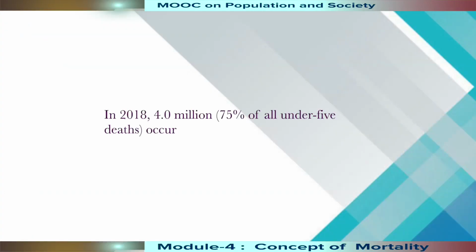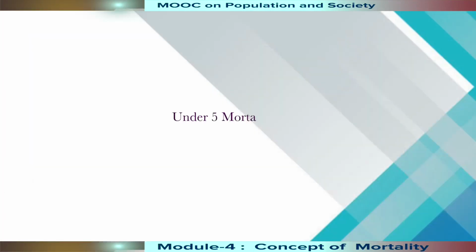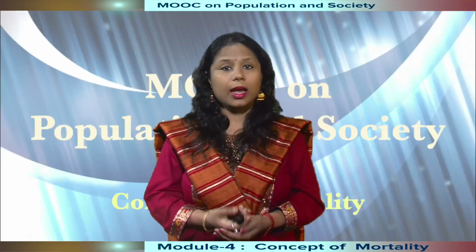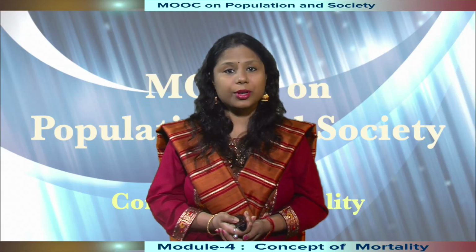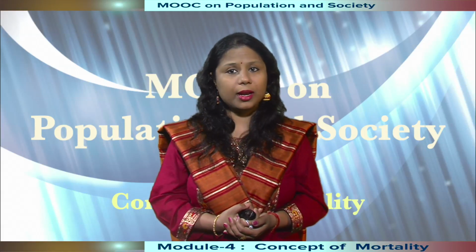In the year 2018, according to the WHO statistics, 4 million infants died within the first year of life, and this figure comprises 75% of all under 5 deaths. Now, after infant mortality, the next category is under 5 mortality, when a child dies before 5 years of age, and it is termed as under 5 mortality. So we have seen that there are various classifications of child mortality.